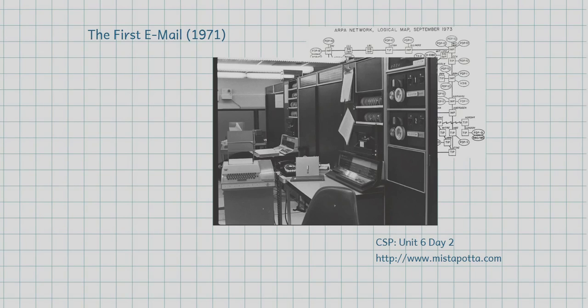Now, this was done by Ray Tomlinson back in 1971, and he worked for a company called Bolt, Beranek, and Newman. Bolt, Beranek, and Newman was a military contractor in the 1970s. They're currently owned by Raytheon. And Ray Tomlinson was the first person to actually send an electronic mail or an email through this ARPANET that we talked about yesterday.